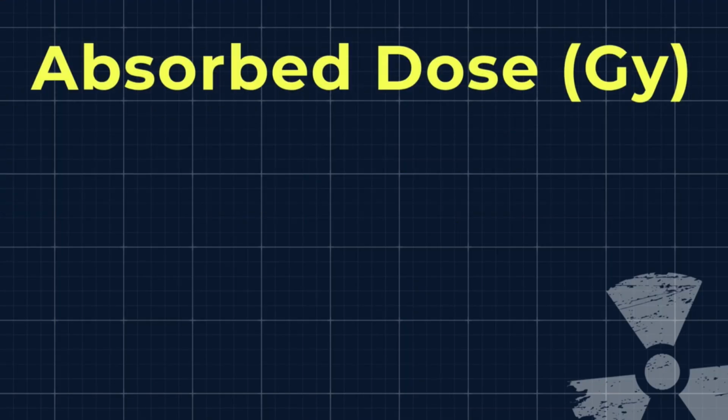But the report also makes an important point. Effective dose is not something that is directly measured by a machine. It is derived from other quantities using radiation and tissue weighting factors. So with that said, let's begin with the first quantity, absorbed dose.